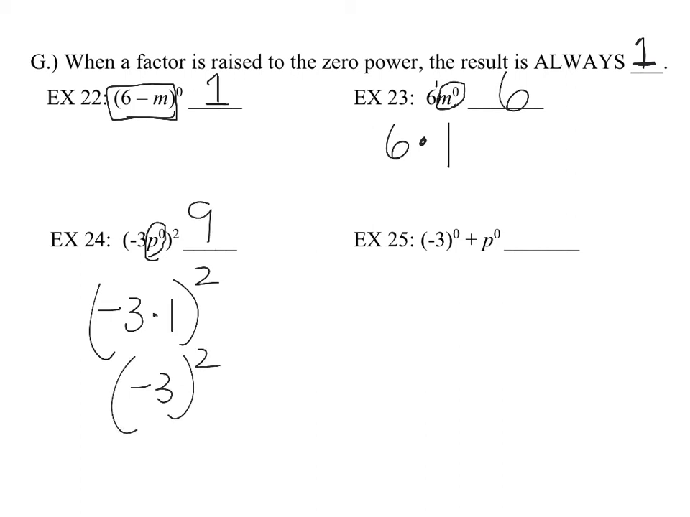Another way you could do that is you could bring the exponent in first and do negative 3 squared, and then when you multiply 2 times 0, you still get p to the 0, which is still 1. But I want you guys to do what's in parentheses first, okay? Now this one, this is addition, right? But you have this, so the order of operations says do your exponents first and then add, right? So negative 3 to the 0 is 1, p to the 0 is 1, well 1 plus 1 is 2.